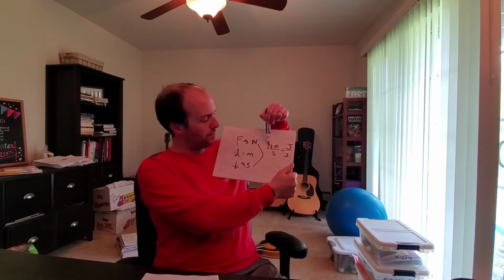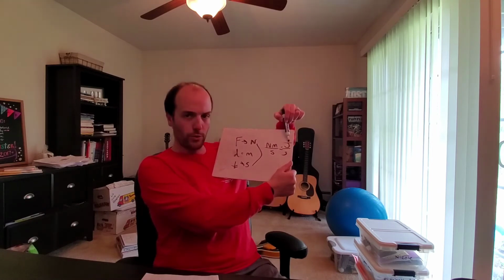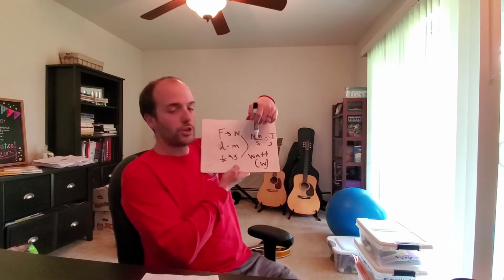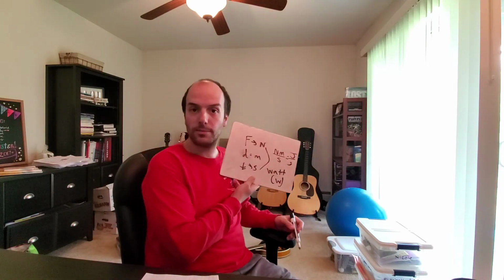We have work over time, so that's Newton times meters, force times distance, divided by seconds. Newton times meter is a joule. The unit for work is joule, so we can just plug that right in there. Joule per second. Now this has a name. That is called the watt, symbolized by a capital W. So the unit for power is the watt.